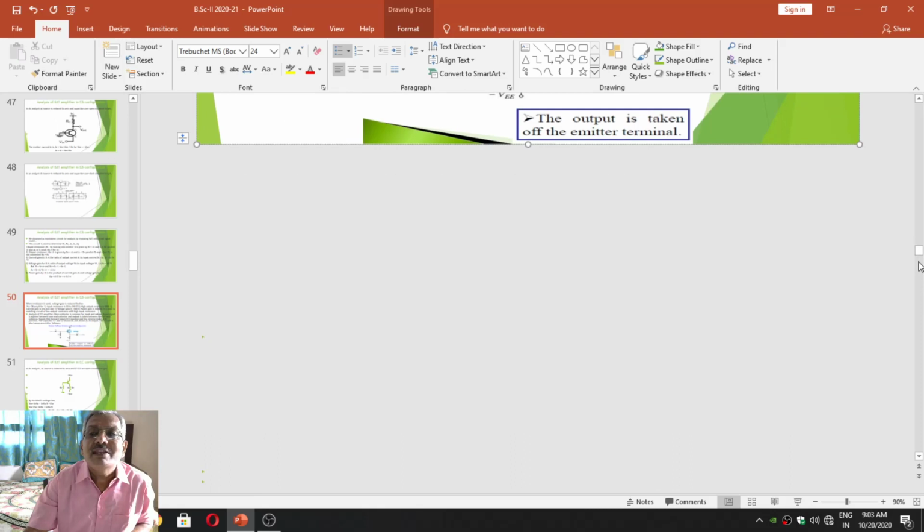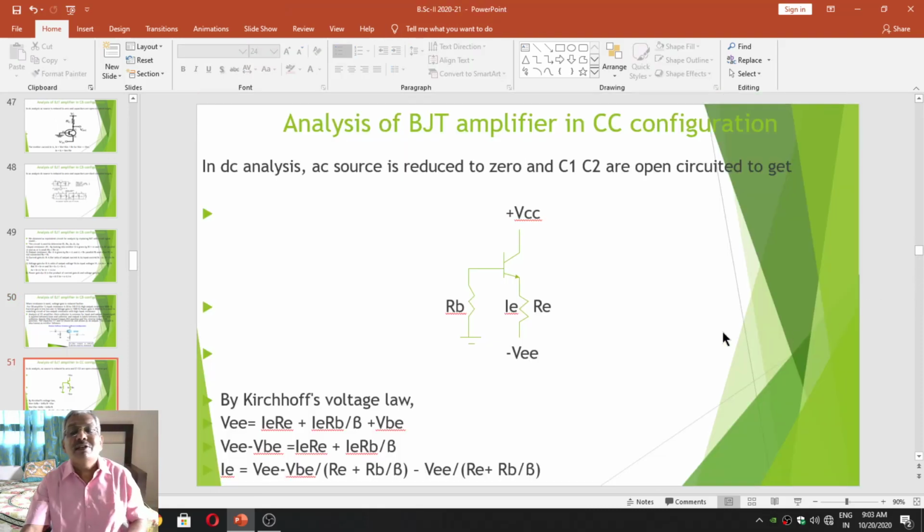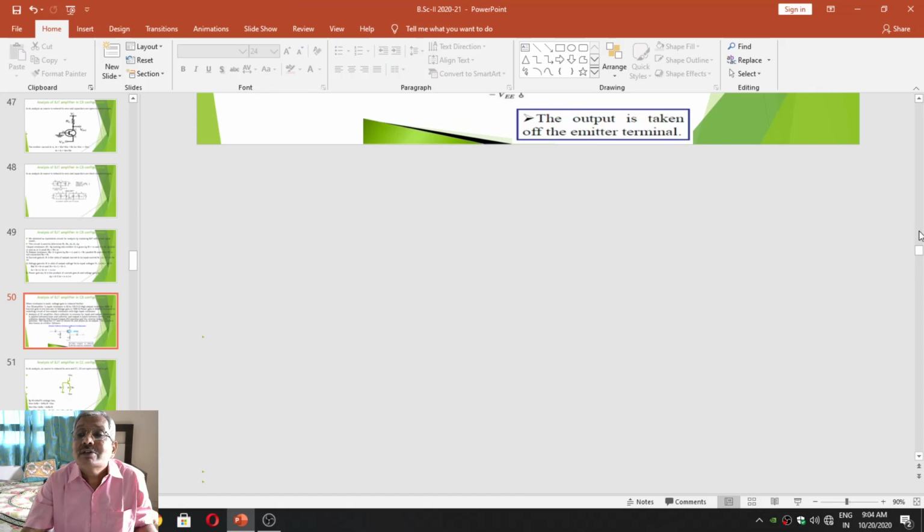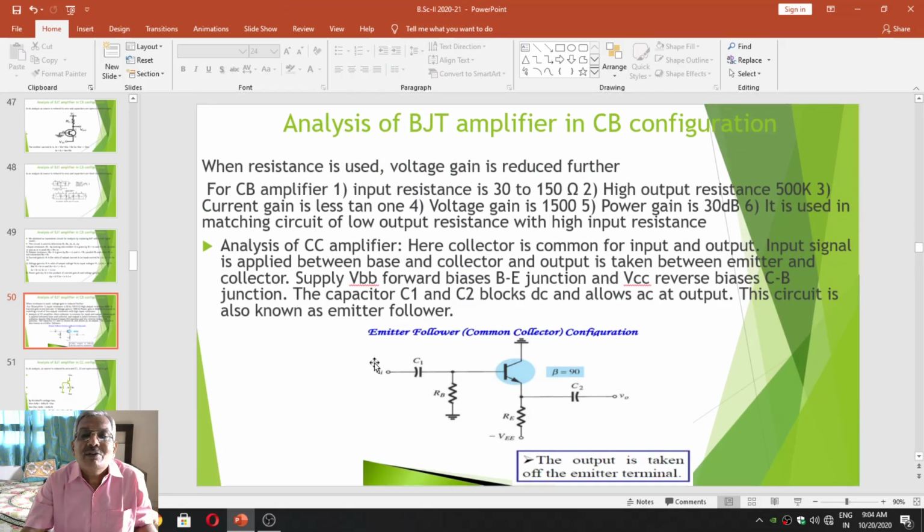Friends, to perform the analysis of this particular common collector amplifier, it will be divided into two parts. One is a DC analysis and second one is the AC analysis. In DC analysis, AC source is reduced to 0 and capacitors C1 and C2 are made open circuited to get the new equivalent circuit. That is, we have removed the AC signal that is provided at its input, and we also open circuited capacitors C1 and C2 in this particular circuit.